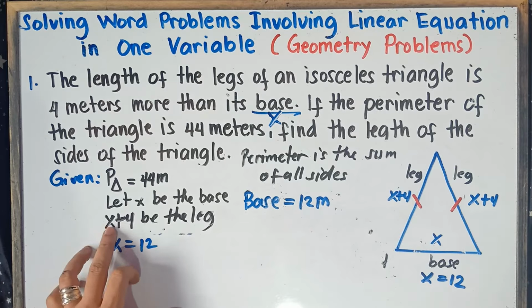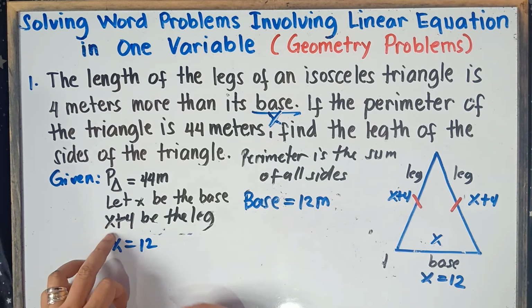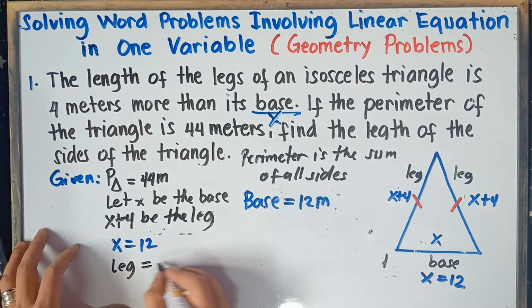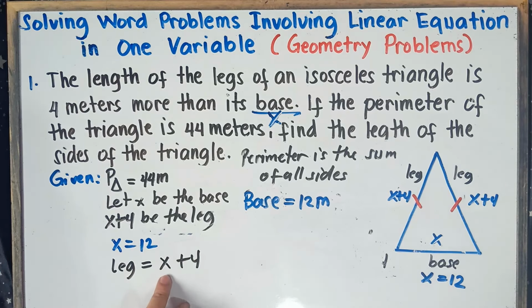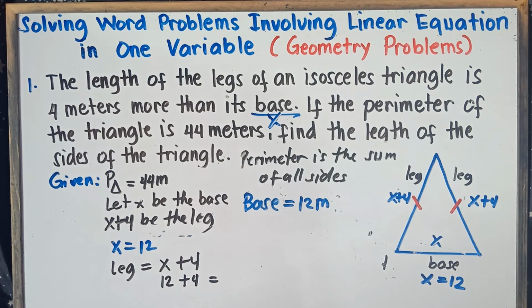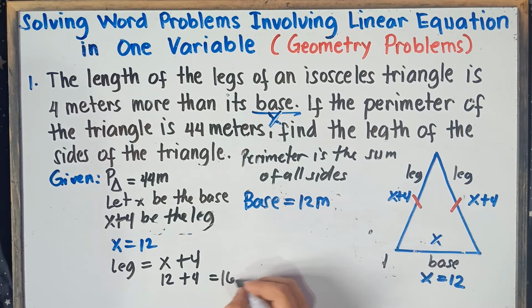And then for our leg, leg is equal to x plus 4. Our x value is 12. So 12 plus 4. What's the answer, class? That's correct. That would be 16. And do not forget the unit, 16 meters.